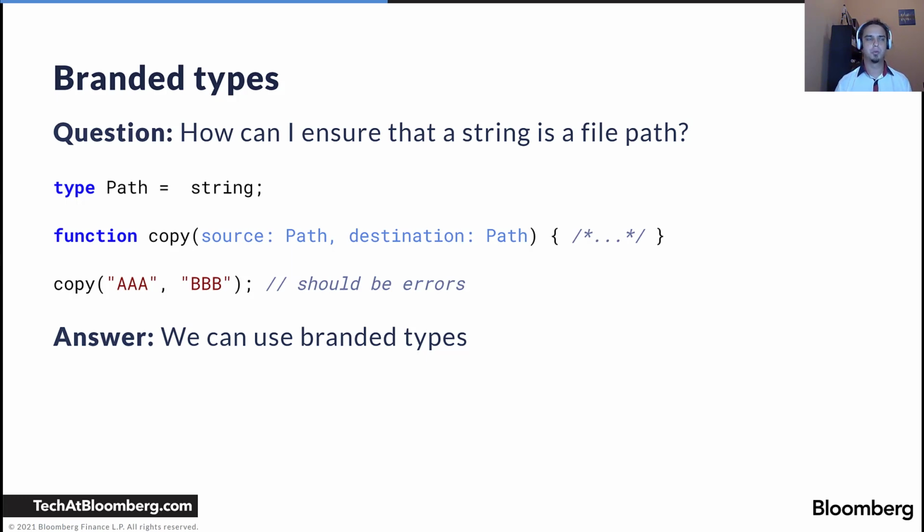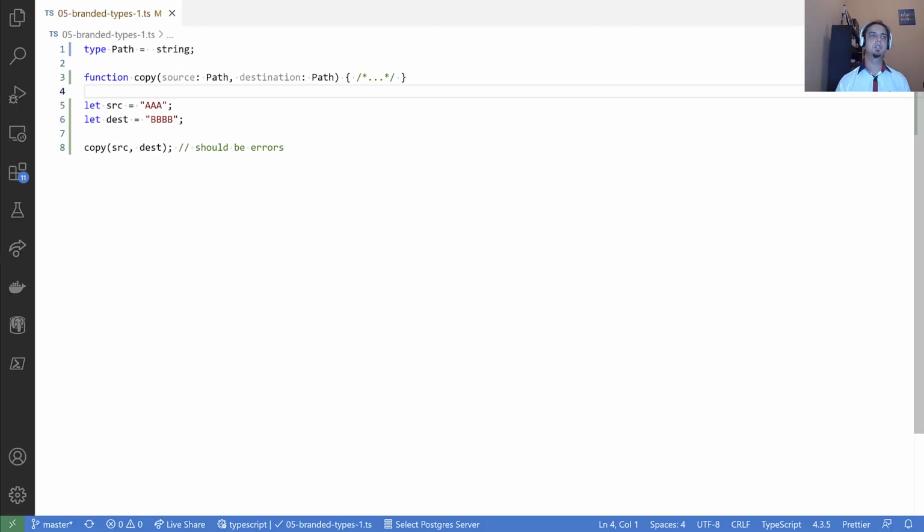So let's see how we can do this. The way we can do this is we need to find a way to ensure that string literals, which are of type string, are not compatible with our path type. How can we do that?